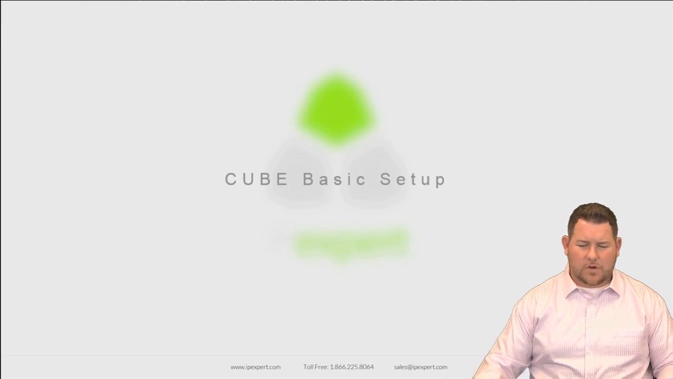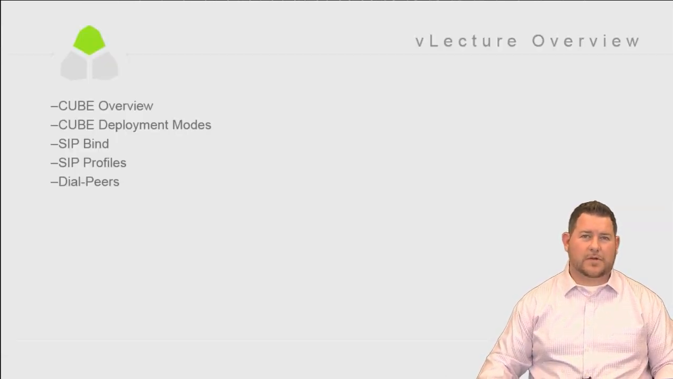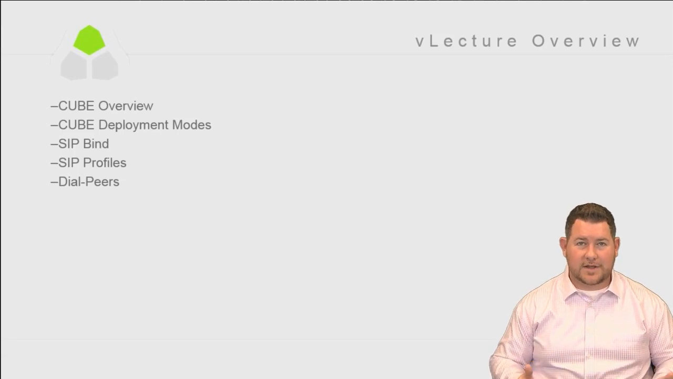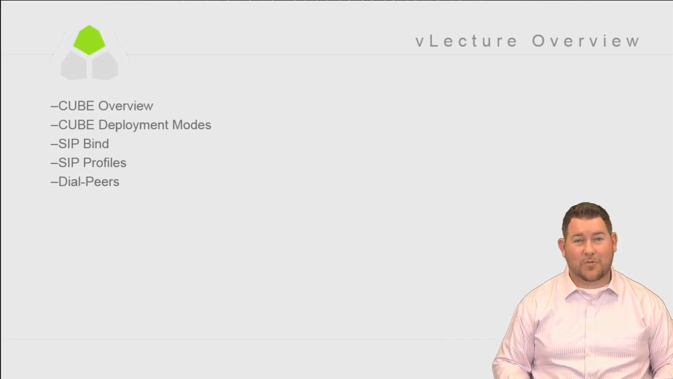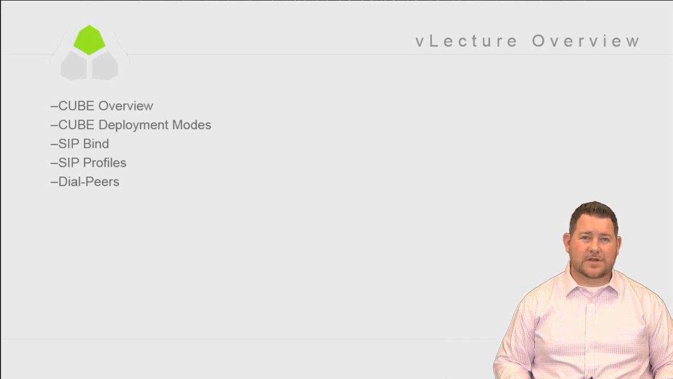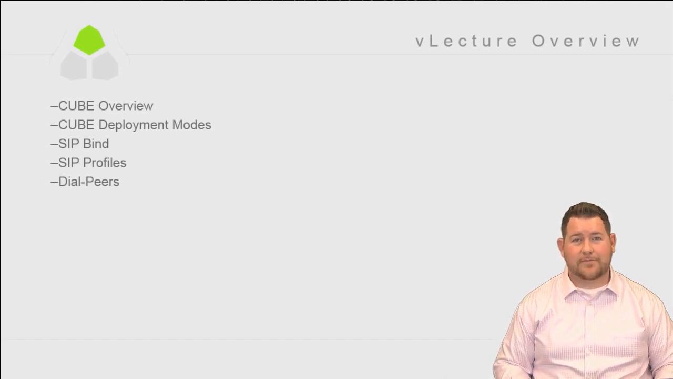So we're going to be talking about a few things today. First of all, we'll give an overview of Cube and what it does and why we're going to use it in the lab. Of course, it's on the blueprint, so that's one of the major reasons. The next thing, we'll talk about deployment modes and how you might use Cube or how you might be asked to use Cube in your lab.